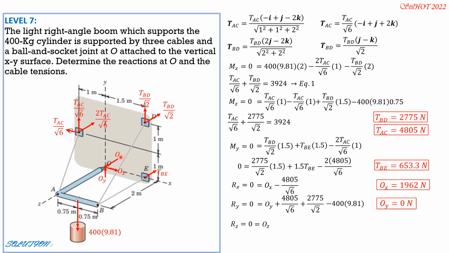OZ minus 2 times tension AC, 4805 over square root of 6, minus tension BD, 2775 over square root of 2, minus tension BE, which is 653.3. So OZ is 6539 newtons. So that's it for this problem.